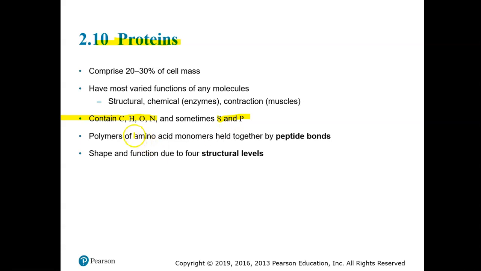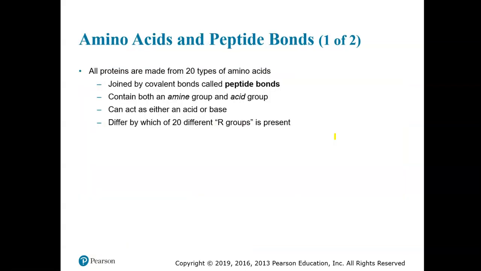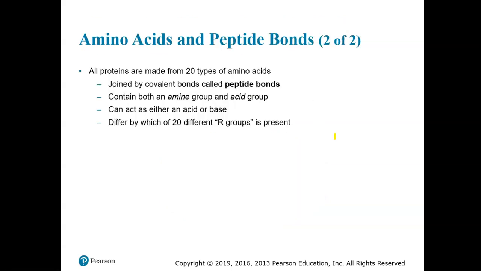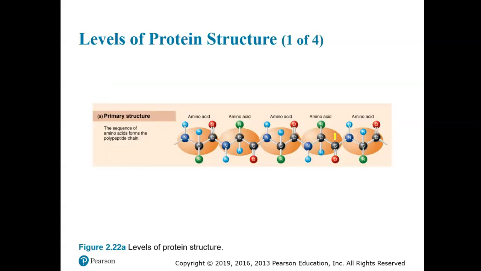The amino acid building blocks, or monomers, are held together by peptide bonds. And proteins have a very complex structural shape. We talk about proteins in 4 different levels of structure. So the first level of structure is the primary structure, which is simply just the sequence of amino acids. There are 20 different amino acids.